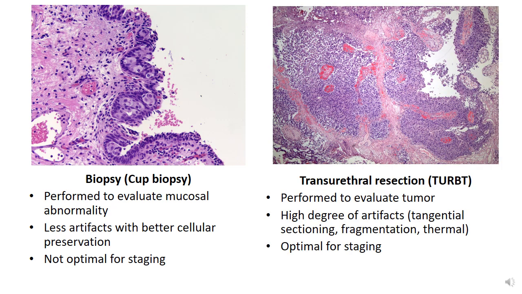The second very frequently encountered specimen is called transurethral resection, also known as TURBT or transurethral resection of bladder tumor. It is typically performed to evaluate tumor and done for staging purposes. The problem with this specimen is that you are going to encounter a high degree of artifacts, tangential sectioning of the epithelium, tumor fragmentation, cautery or thermal artifacts. All of these are going to affect your evaluation in terms of the next steps of questions. So keep those artifacts in mind, and try to resolve them.